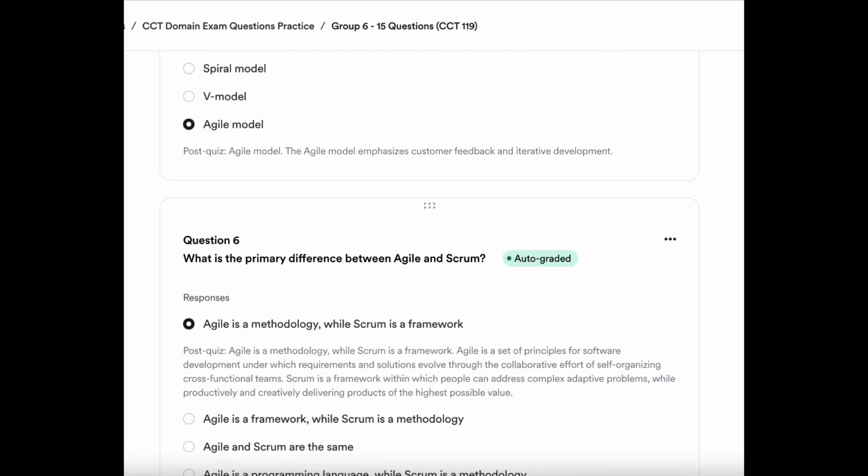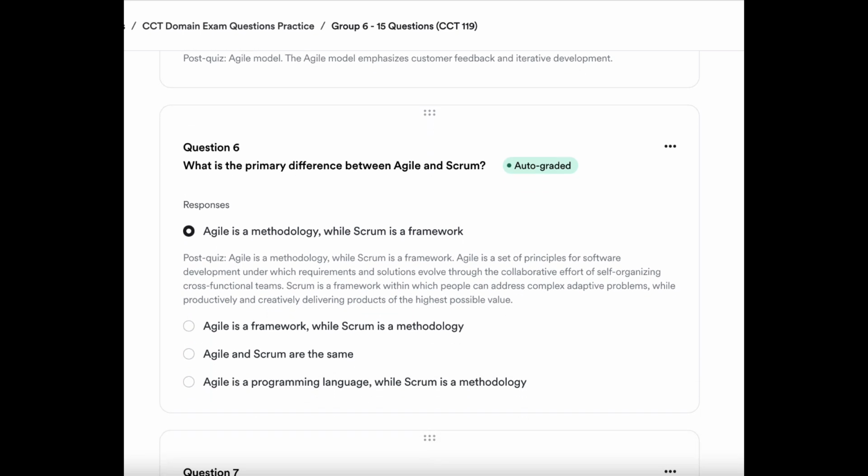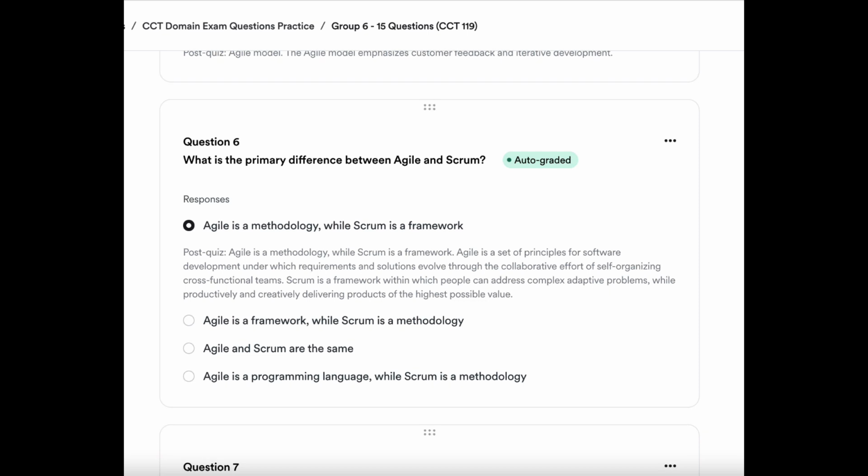And again, go back to the podcast on Monday. We talk about each of these different models. Well, not all of them. We talk about some key ones, and agile is one of those that we will get into. Question 6, what is the primary difference between Agile and Scrum?